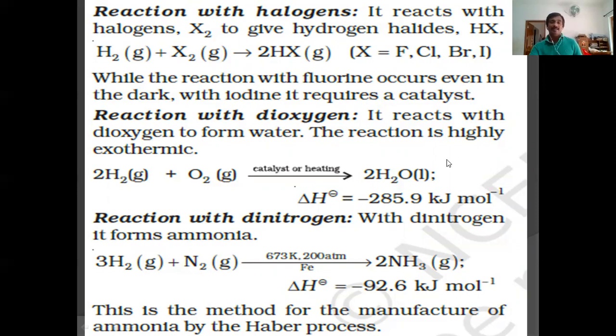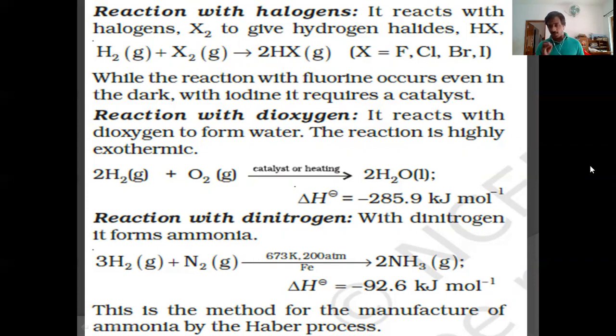Here, reaction with the halogens. It reacts with the halogens readily to give hydrogen halides. H2 plus X2 gives 2HX, with fluorine, chlorine, bromine, iodine. Hydrogen and fluorine have an explosive reaction between them, which takes place even in the absence of light. Hydrogen and chlorine react in the presence of light. With iodine, it requires a catalyst. Iodine can react with hydrogen only in the presence of a catalyst.